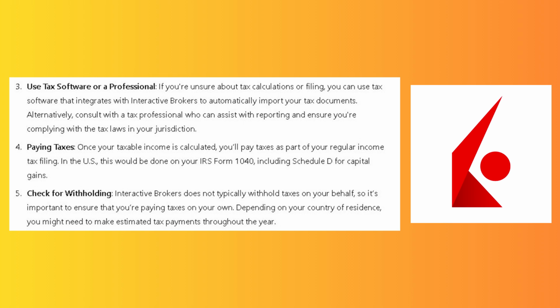Once your taxable income is calculated, you'll pay tax as part of your regular income tax filings. In the US, this is done by your IRS Form 1040, including Schedule D for capital gains. Check withholdings. Interactive Broker does not typically withhold taxes on your behalf, so it's important to ensure that you're paying them on your own. Depending on your country of residence, you might need an estimated tax payment throughout the year.